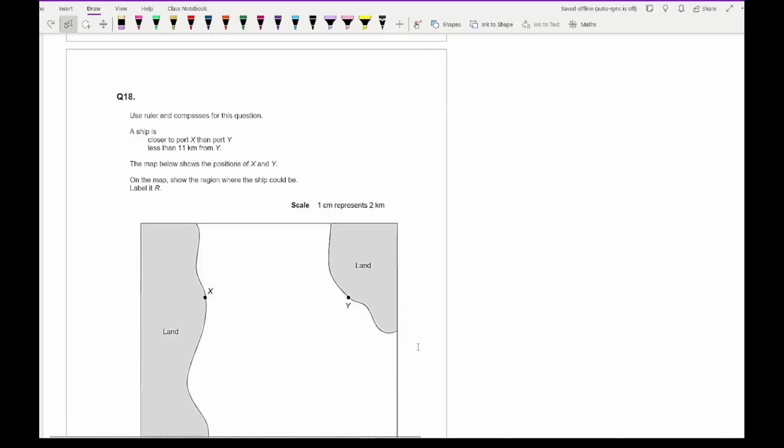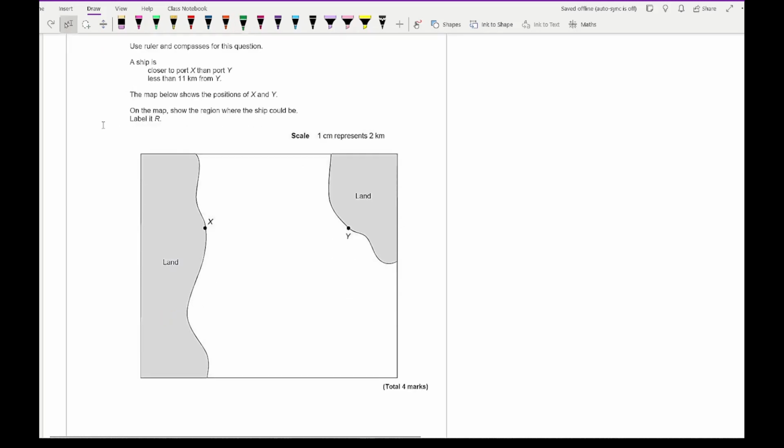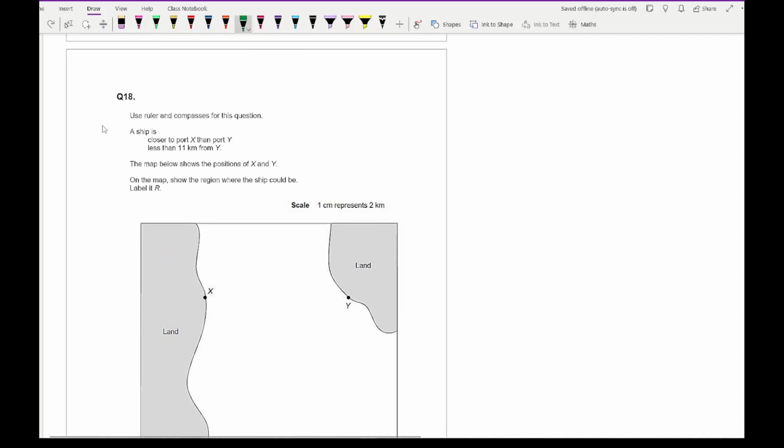Then moving on to question 18, it says use a ruler and a compass for this question. It says A is a ship that is closer to point X than point Y, and it's less than 11 kilometers from Y, and we need to use a scale of 2 kilometers. So if you have printed this off in A4, then that should be okay. So what we need to do here is do a perpendicular bisector, and we want it closer to X.